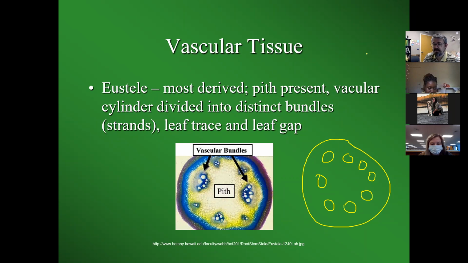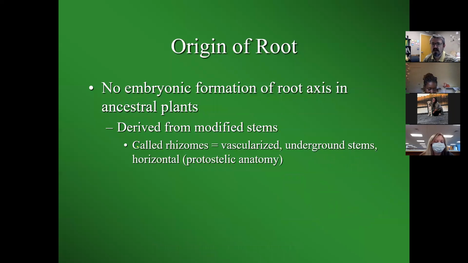Now, this also affects what you see in the root. Right now, what I've described is what happens in the stem. These are stele types in the stem. Then we're going to get to the root. The origin of the root is that we don't see embryonic formation of that place where the root starts, the root axis, in some ancestral plants. Basically, roots are developed from a type of stem.